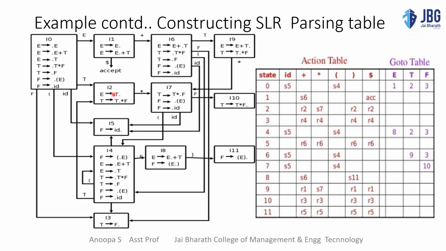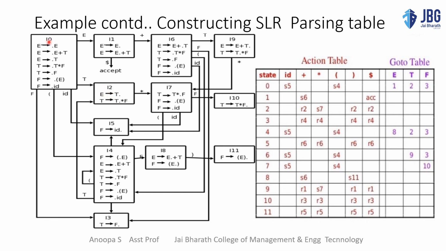Now I will go to state 2. In I2, first condition: there is a dot before a terminal symbol, and that terminal is going to I7. So you have to write state 2 on star going to state 7, so 2 on star S7, shift to 7. Then there is the other condition, E giving T dot, that is, the dot is at the end. So you have to compute follow of E. On follow of E, whatever symbols are included, you have to reduce by this production E giving T.